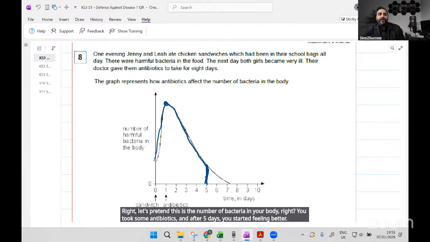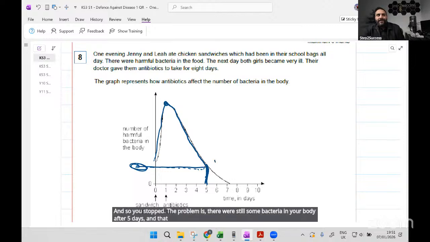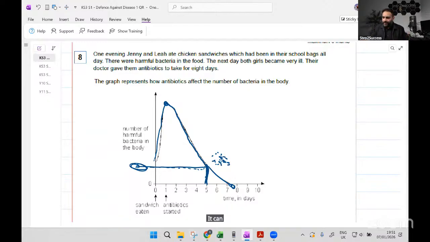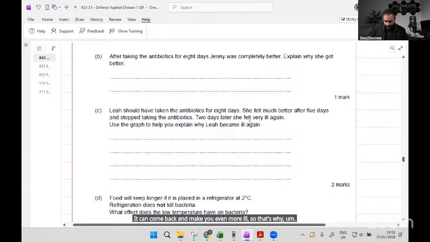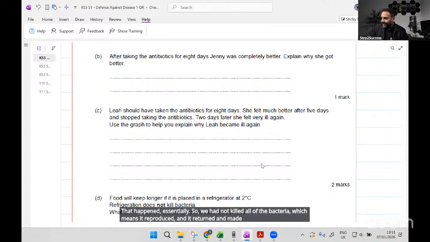And so you stopped. The problem is there was still some bacteria in your body after 5 days. And that bacteria, let's say there's this much bacteria, what does it do? It multiplies, which means that if you don't finish your course of antibiotics and kill all of the bacteria, it can come back and make you even more ill. So that's why that happened, essentially. We had not killed all of the bacteria, which means it reproduced and returned and made you more ill.